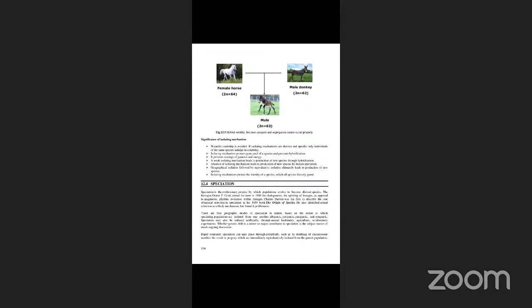Speciation is another important topic. Speciation is nothing but the evolutionary process where populations evolve to become distinct species. This was given by Cook, by splitting the lineages, and was discussed in the Origin of Species by Charles Darwin. There are four geographic modes of speciation in nature, based on the extent to which the speciating populations are isolated from one another. They are allopatric, peripatric, parapatric, and sympatric.